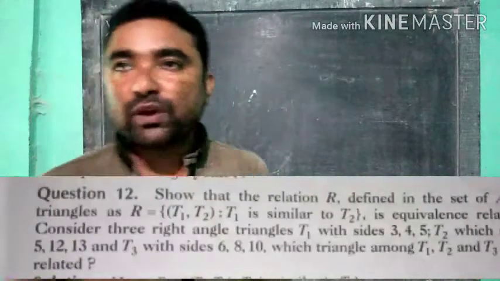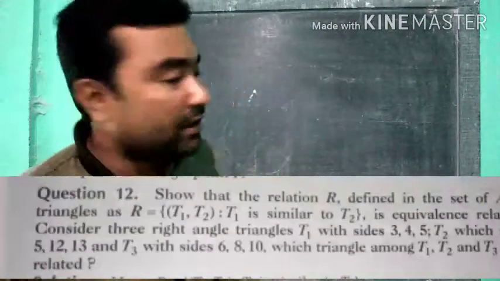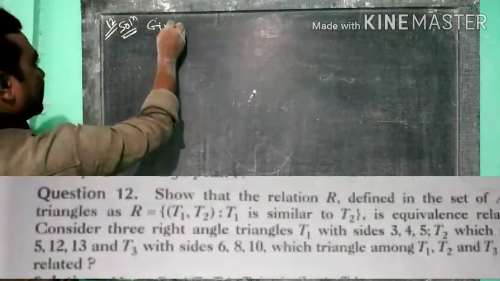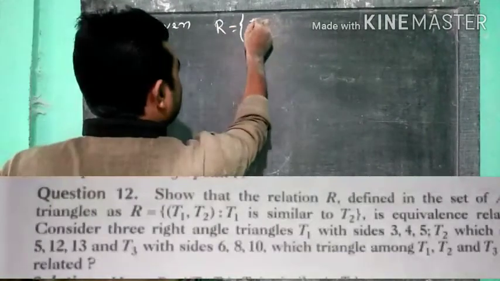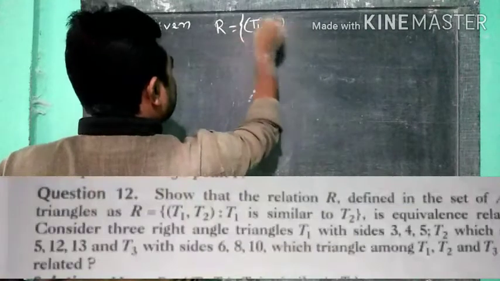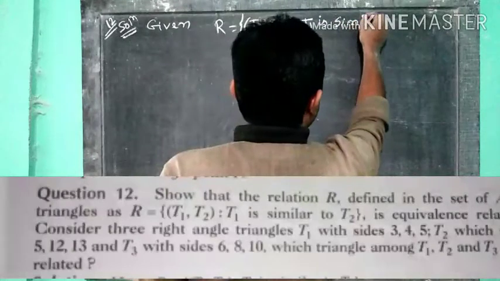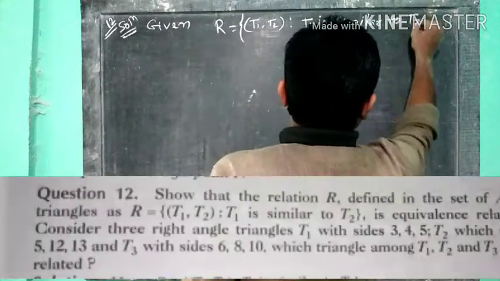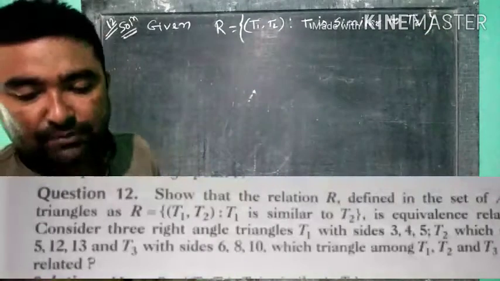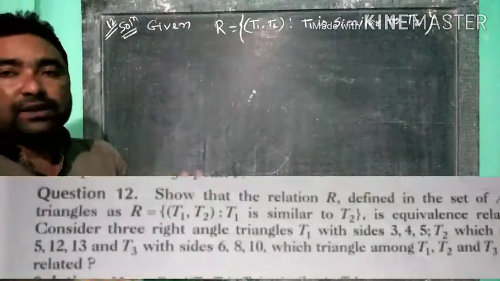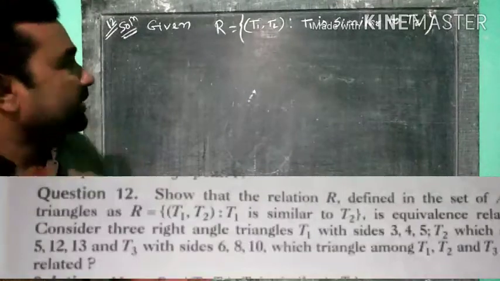So first of all, we are going to show that it is an equivalence relation. The relation is given here: R equal to (T1, T2), where T1 is similar to T2, that is, T1 is similar to T2. Now we are going to show that R is an equivalence relation. For an equivalence relation, first of all we have to show that it is reflexive.